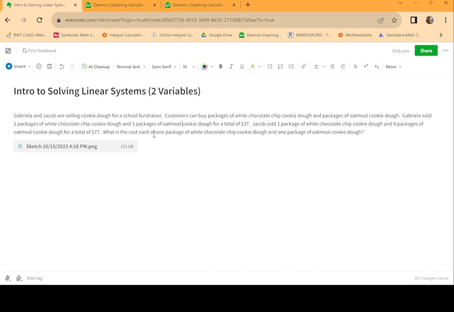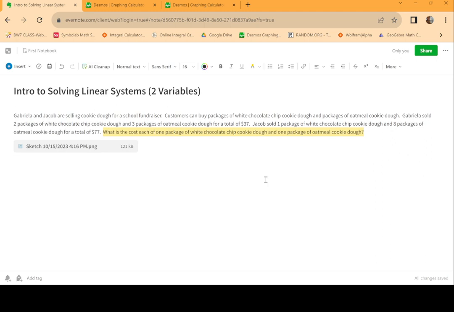First of all, it's always helpful to figure out what it is that we're trying to solve. Well, we can find that in that last sentence. What is the cost of each 1 package of white chocolate chip cookie dough and 1 package of oatmeal cookie dough? So that is my unknown. So we have 2 unknowns.